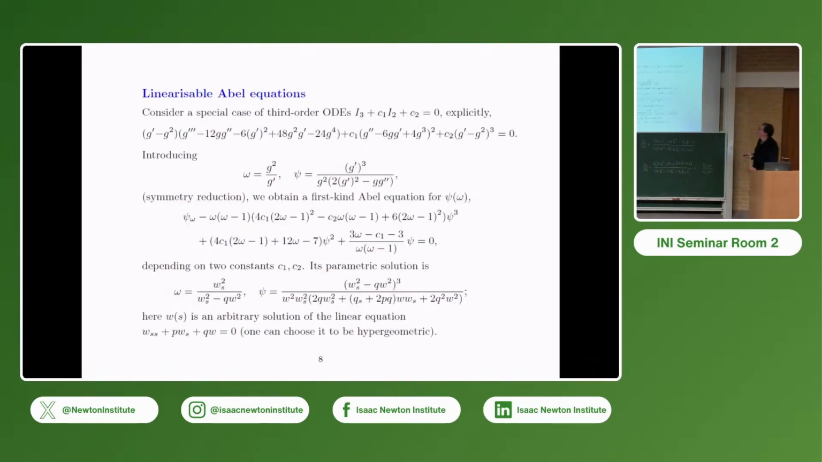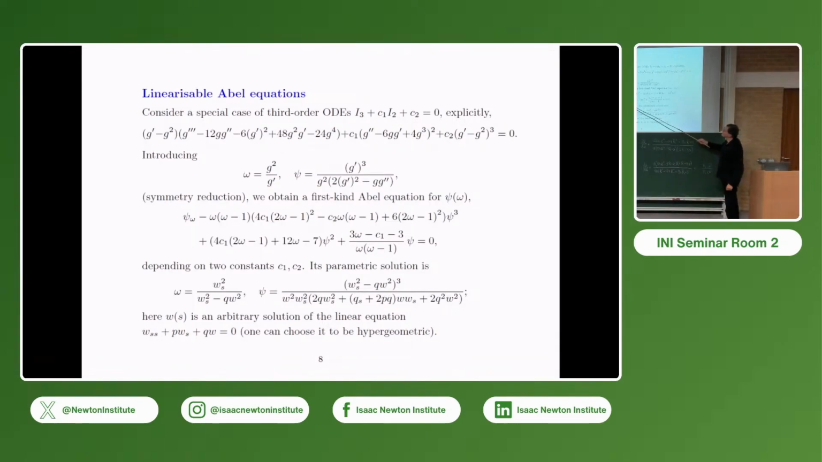So let's look at this particular class of equations which depend linearly on two constants, C1, C2. In this case, I'm doing a symmetry reduction by a two-dimensional subalgebra of SL2, namely translations and scalings. This means that I'm introducing omega and psi by this formula in terms of G. Omega is G squared over G prime, psi is this thing. These are invariants of a two-dimensional subalgebra of SL2. It turns out that for these two variables, this third order equation reduces to this Abel equation of the first kind.